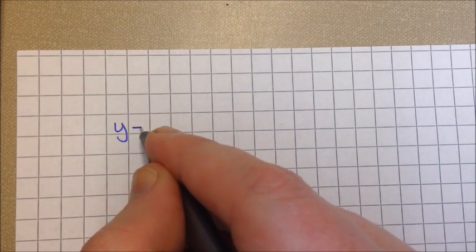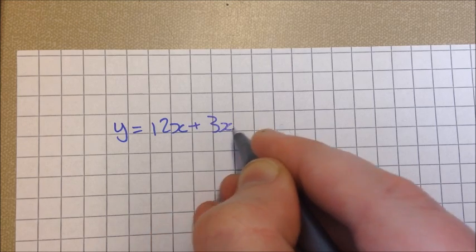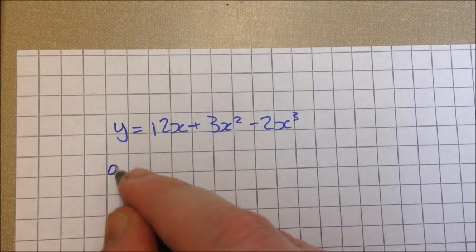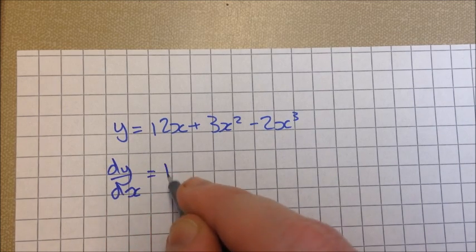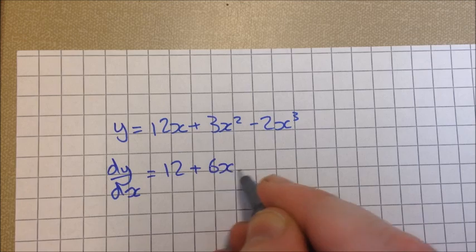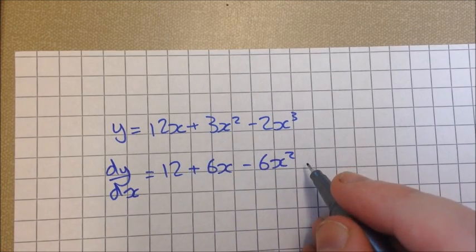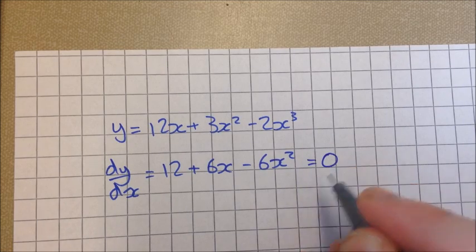Question 2. Here's our function. And we know we need to differentiate straight away. And we want to know the maximum and minimum points, so that's where this equals 0.